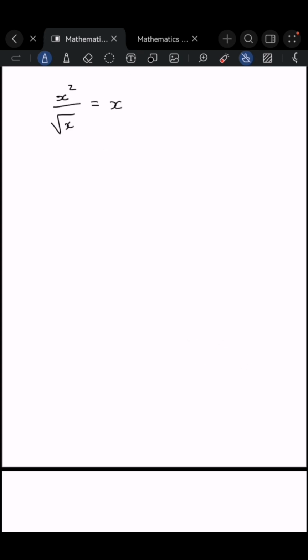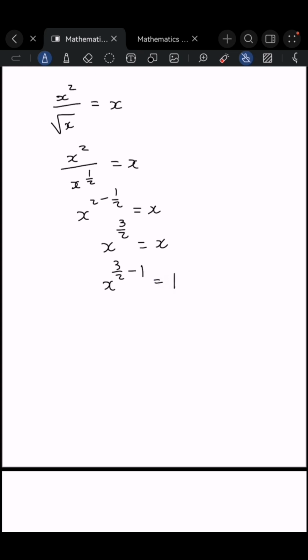Alright, we have the following. Solve for x. We have x squared all divided by x raised to the 1 over 2 is equal to x. Therefore x to the power of 2 minus 1 over 2 is equal to x, which is x to the 3 over 2 is equal to x. Divide both sides by x, therefore it becomes x to the 3 over 2 minus 1 is equal to 1. Therefore x to the power of 1 over 2 is equal to 1. x is equal to 1.